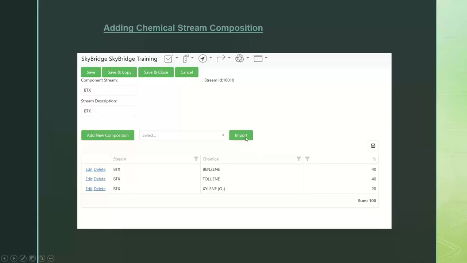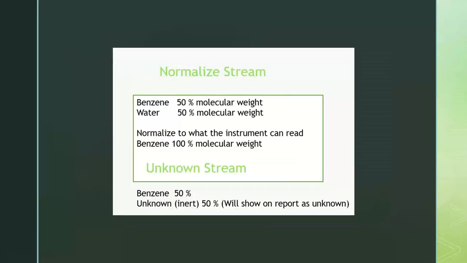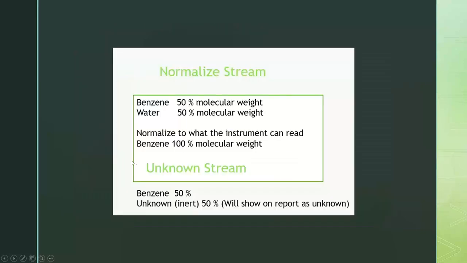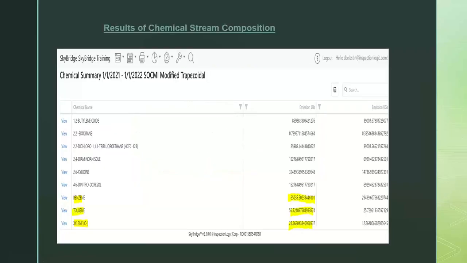Okay, you can import from other streams as well if you need to. You can do that, but I'll show you that in real time with the database. And normalizing your streams here: benzene 50%, water 50%, normalized to what the instrument can read. Benzene 100%, molecular weight, unknown stream. Benzene 50%, unknown inert 50% will show on the report as unknown. So you can normalize your database if you don't know exactly the full makeup of it.